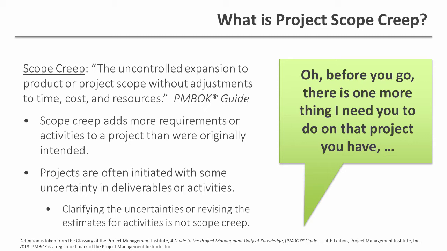Of course, projects often are started with some uncertainty in the scope or delivery requirements. Clarifying that uncertainty is not the same as scope creep. That uncertainty should be accounted for in the project plan through estimate reserves or risks. The project team is aware of that uncertainty and they can manage it. Scope creep occurs when there are new requirements or deliverables that were never envisioned as part of the project.